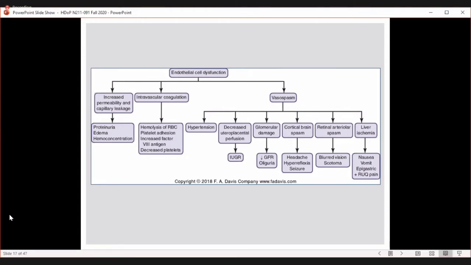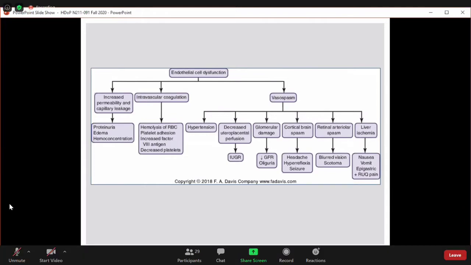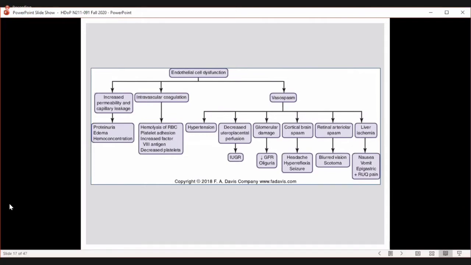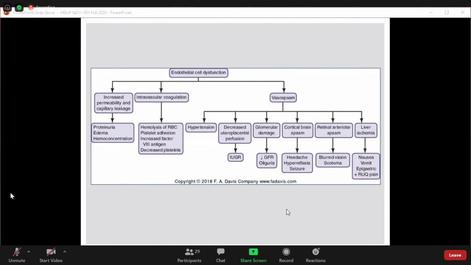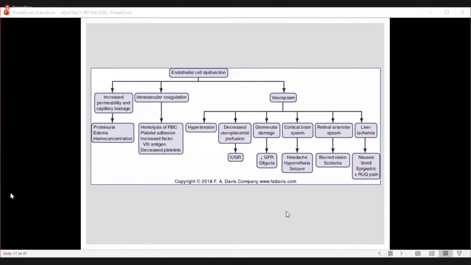So, Professor, how should we approach this? Would we approach it with IV fluids as well? Oh, wait. You're ahead of me, Andres. I'm not finished telling you everything that can go wrong. There's more. I'll tell you about the management in a second.